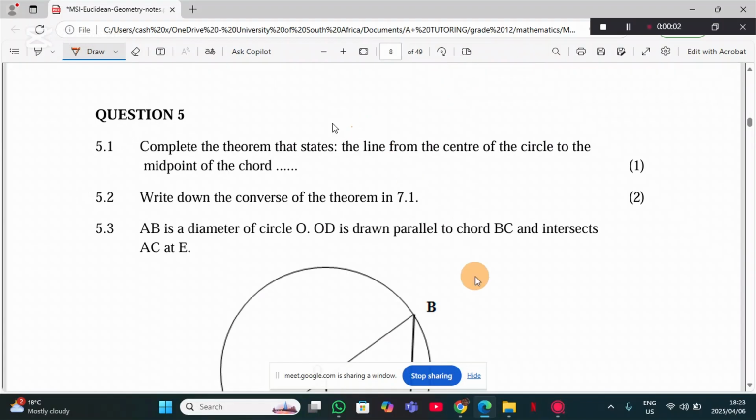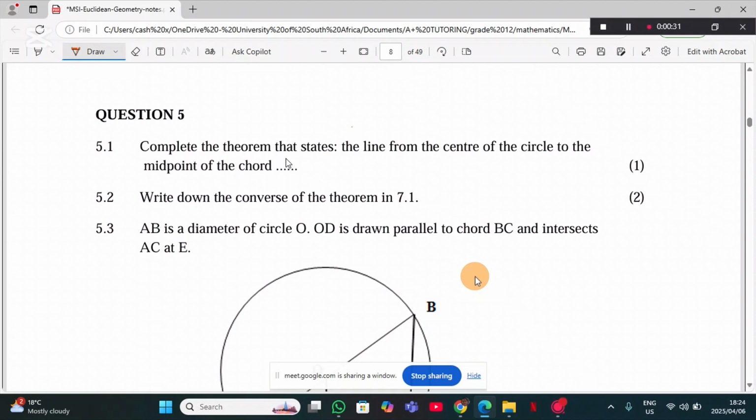Question 5. Complete the theorem that states the line from the center of the circle to the midpoint of a chord is equal to 2 times the angle of the circumference. The line from the center of the circle. Wait, the line from the center of the circle to the midpoint of the chord. What is it?